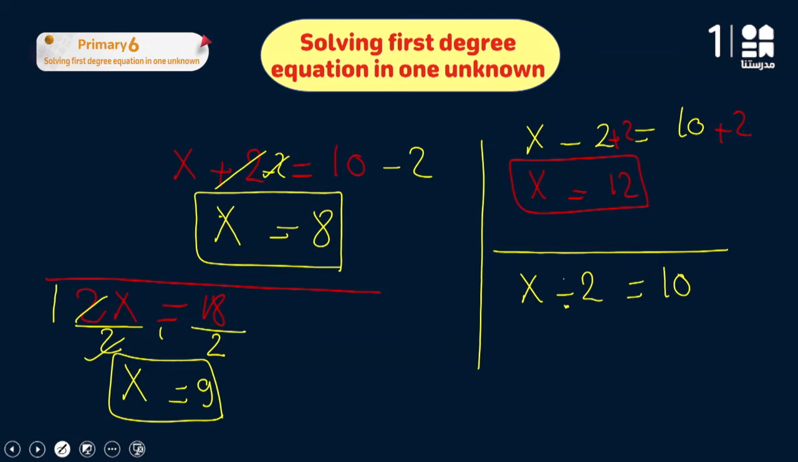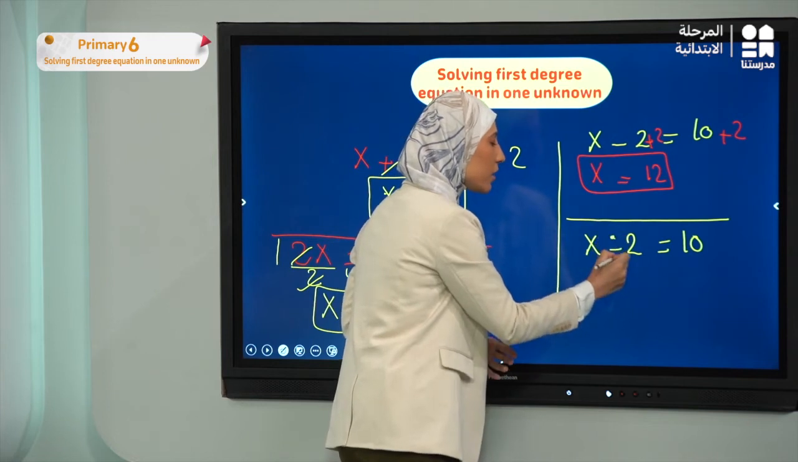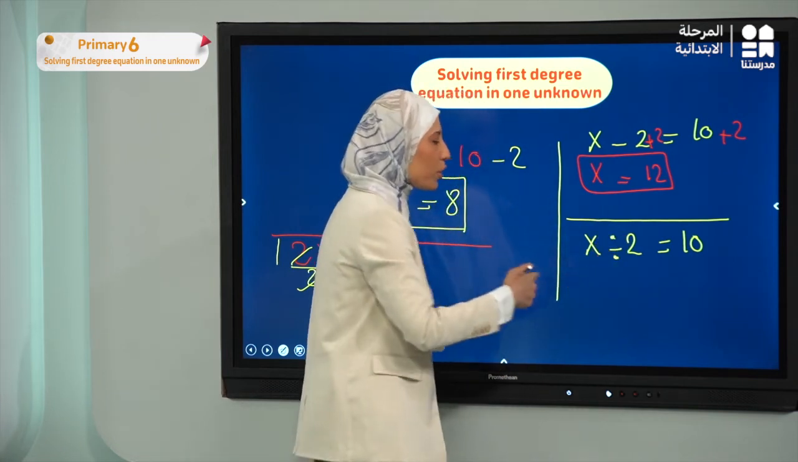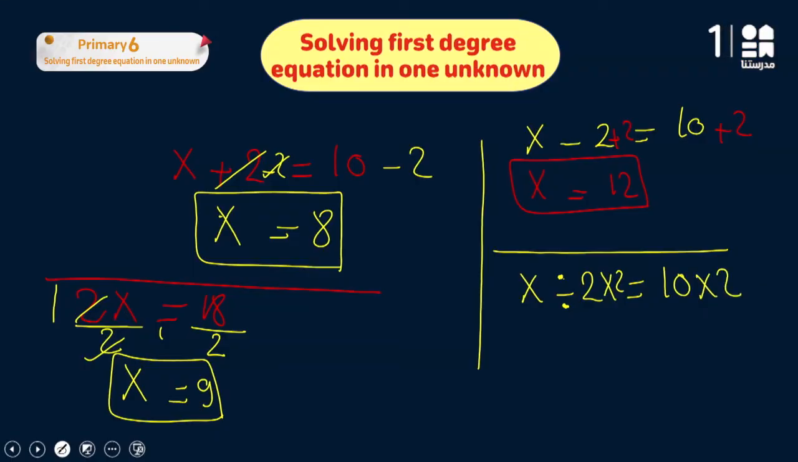What I want to do is find the x alone. I want to make the x alone. So what will I do? I am going to make the opposite of the division, which is multiplication. If I have a number dividing, I will multiply by 2, to remove the 2 and have x alone. So x will be 10 times 2 equals 20. Now I have found the value of x. By this way I can find the value of x.